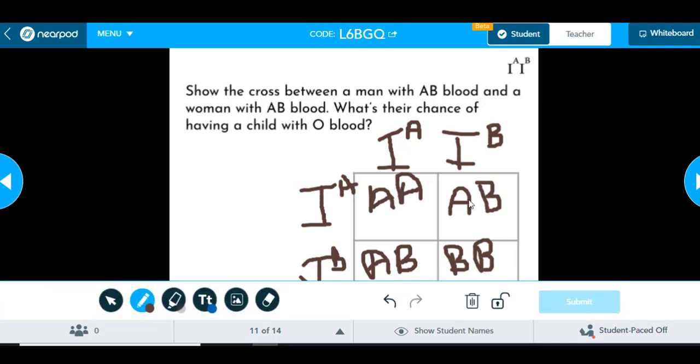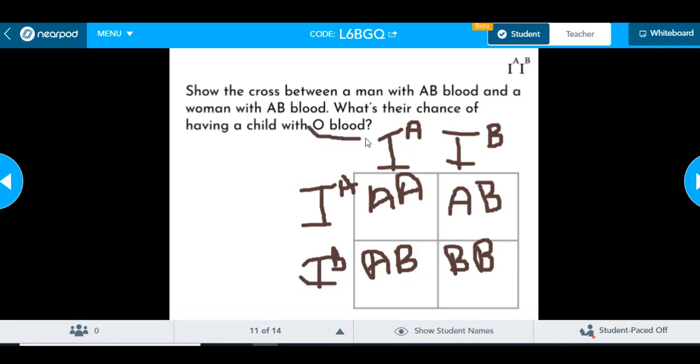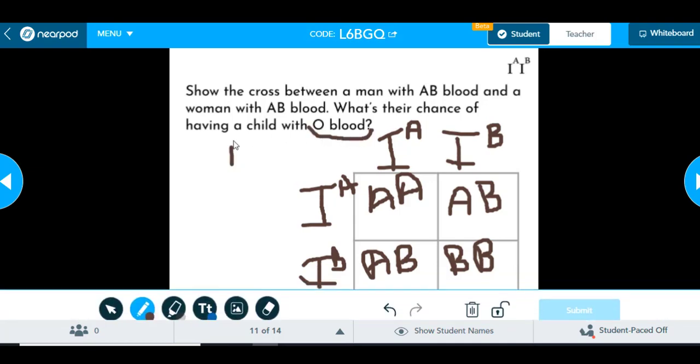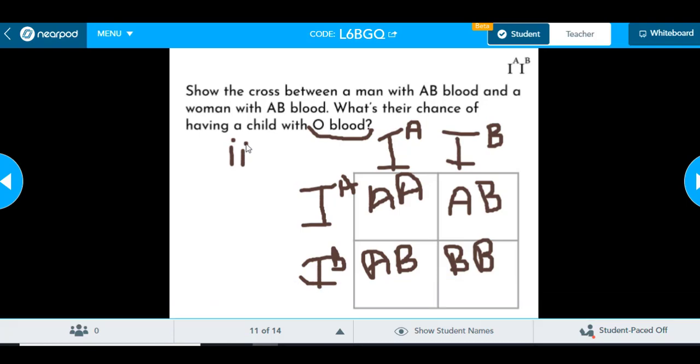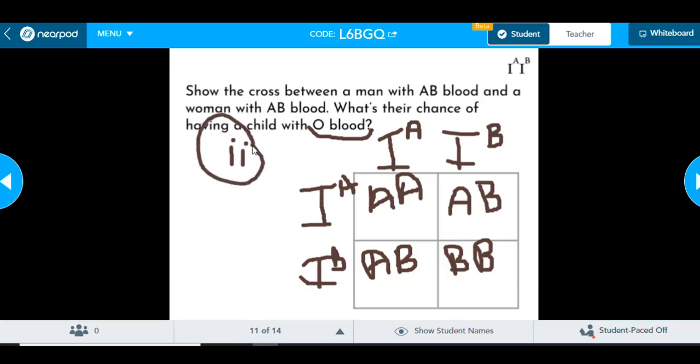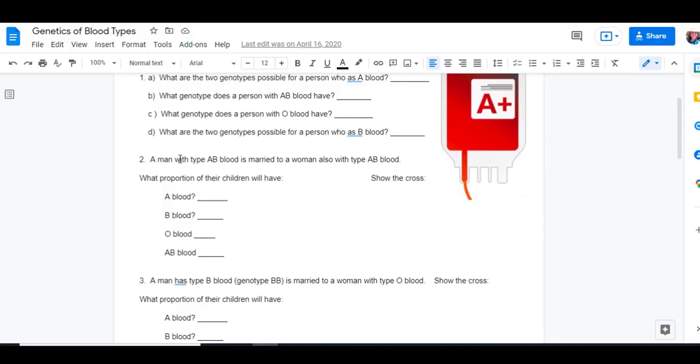So 25% type A, 50% AB, 25% type B. They are all dominant. There's codominance here, but there's no heterozygous or homozygous recessive here. So in order to have type O blood, you have to have 2 recessive genes. So the chance of them having a child with this is 0. AB parents will not have a child with type O blood. Again, that's the cross of this in number 2.